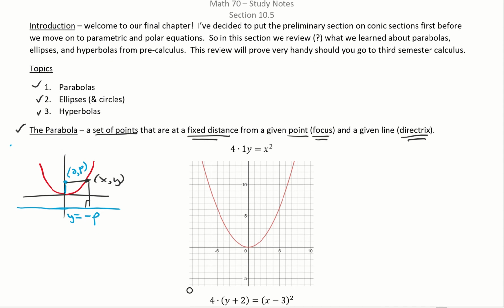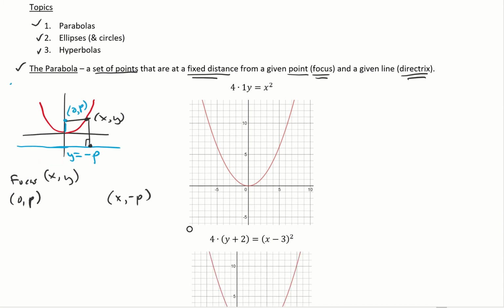Okay, so we use the distance formula, and we're going to run it on (x, y) compared to (0, p), which is what we'll call the focus, and also the point on the directrix directly below the point, so we'll call that (x, negative p). And you run the distance formula. I'm going to go kind of quick because I'm thinking maybe you've seen it before, but we go the distance formula from (x, y) to (0, p).